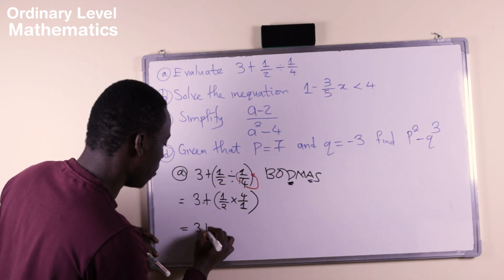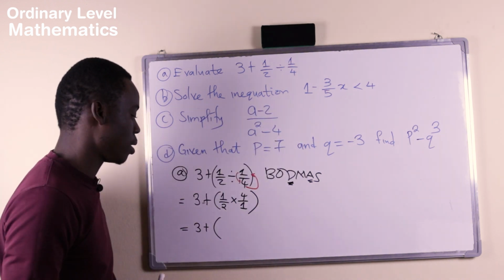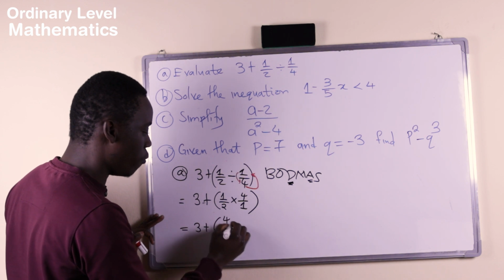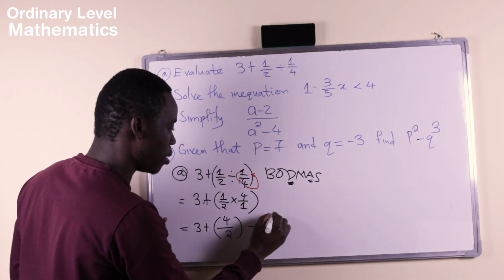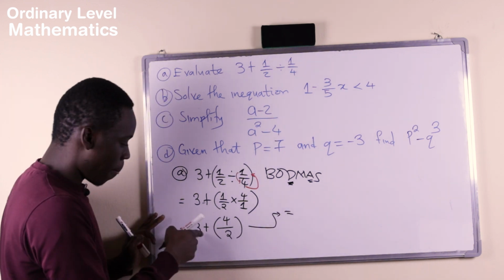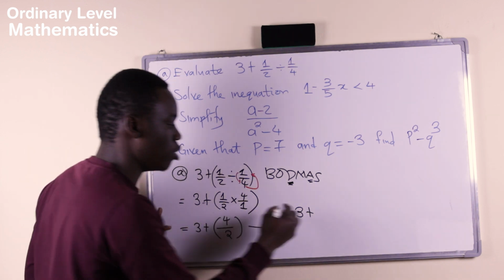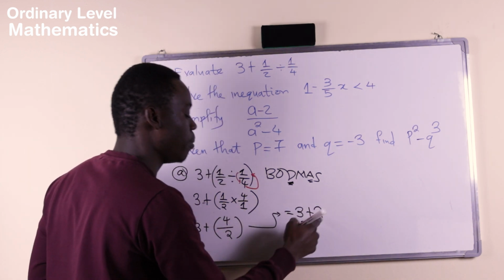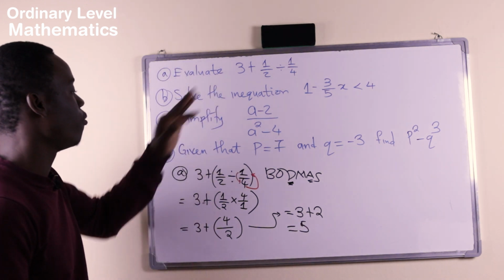So this is 3 plus, you can multiply the numerators alone and the denominators alone. So this will be 1 times 4, which is 4 over 2 times 1, which is 2. And this is equal to 3 plus 2, since 4 over 2 is 2. Hence, our final answer is 5, because 3 plus 2 is equal to 5. And this is how you solve the first question.